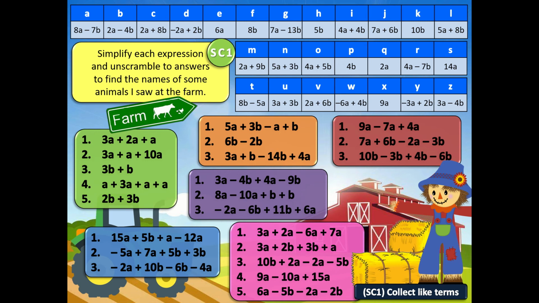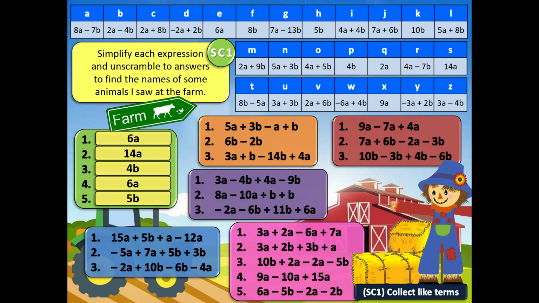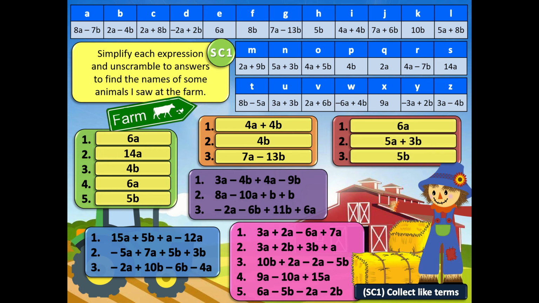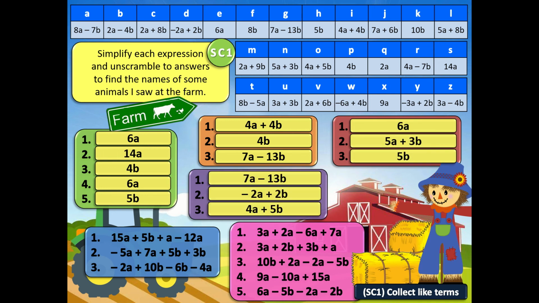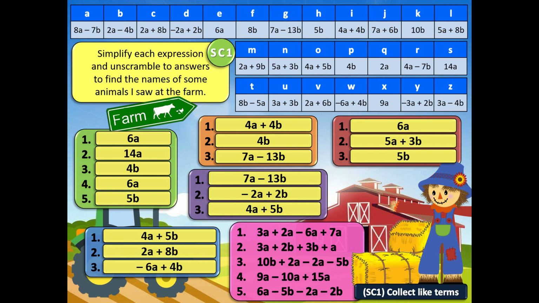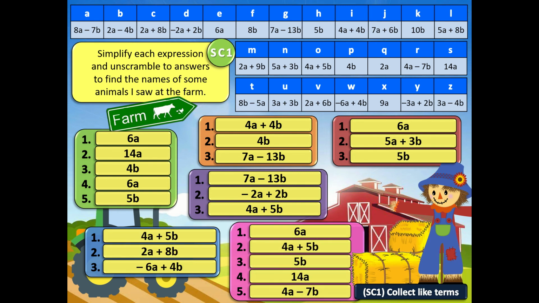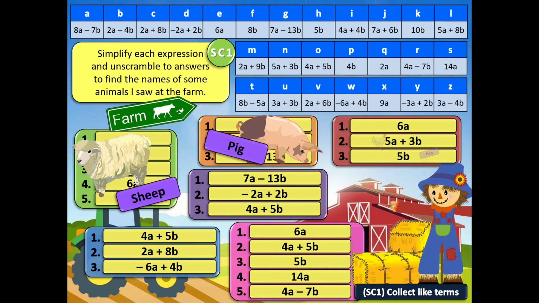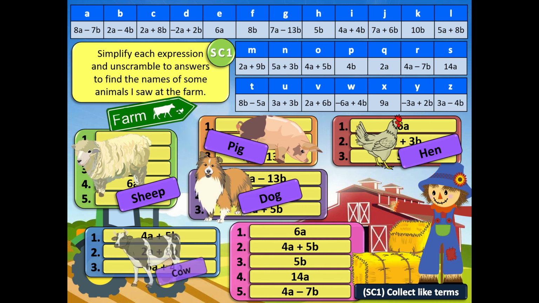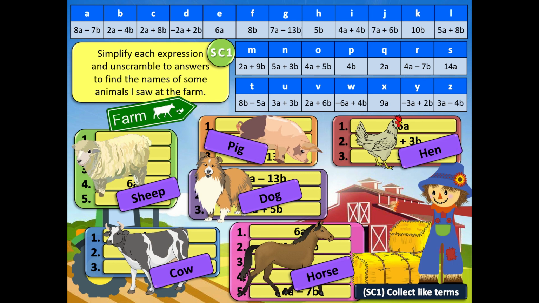Here are your answers. So there's your green answers. There's your amber answers. There's your red answers. There's your purple answers. There's your blue answers. And there's your pink answers. So the greens made sheep. The ambers made pig. The reds made hen. The purples made dog. The blues made cow. And the pinks made horse.